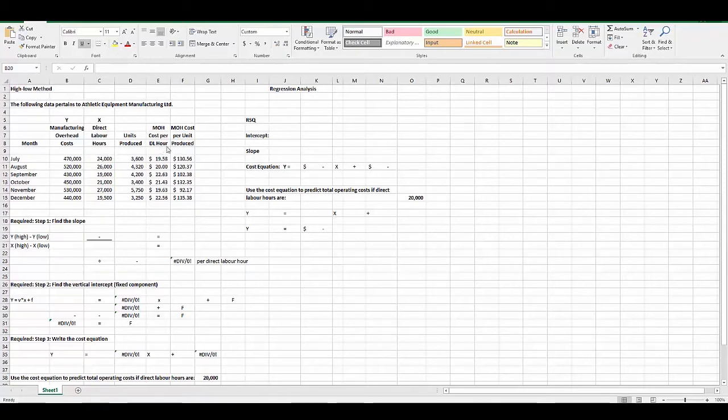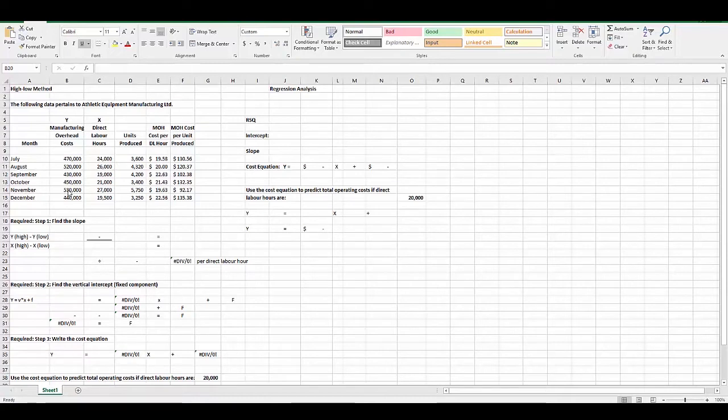The rest of this information you're not really using. That's important to recognize because in a business you have a lot of information provided in the company's records, but you don't necessarily need to use all of it. You just need to know what to do for the problem at hand. With the high-low method, as the name implies, we're going to look for the highest value first.